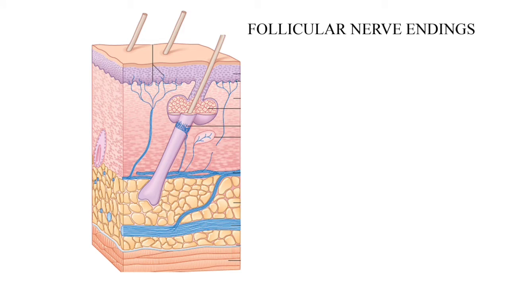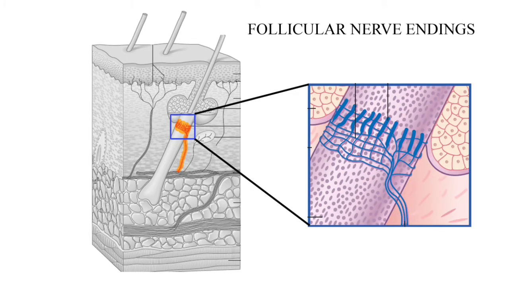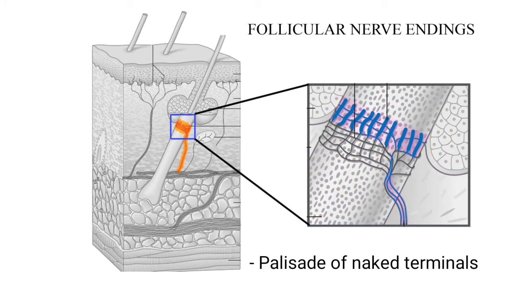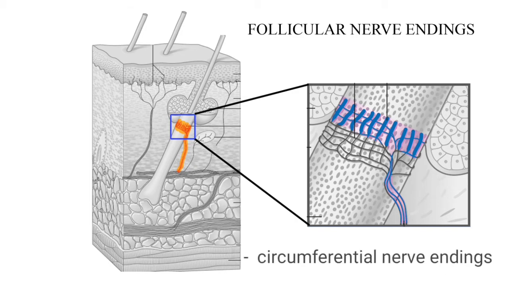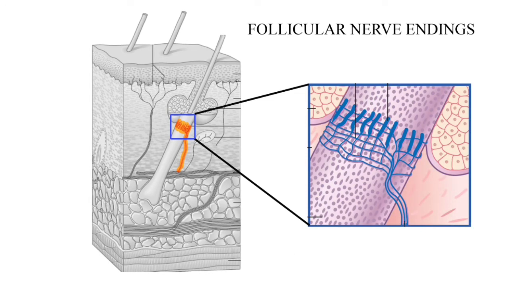Second one of the nerve endings will be the follicular nerve endings. Just below the level of the sebaceous glands, myelinated fibers apply a palisade of naked terminals along the outer root sheath epithelium of the hair follicles. Outside this is a circumferential set of terminals. Each follicular unit supplies many follicles and there is much territorial overlap.